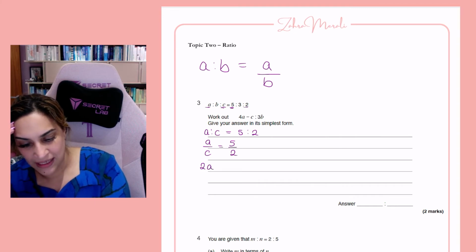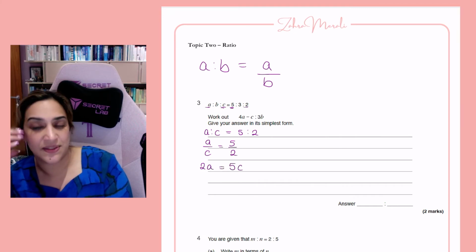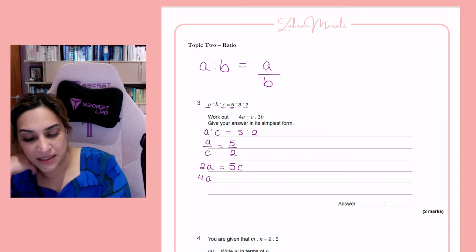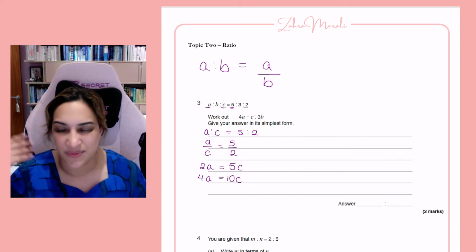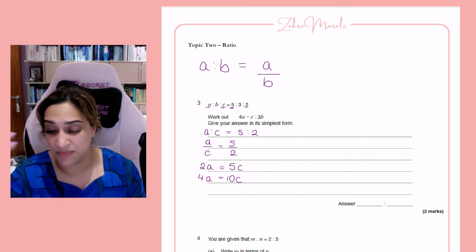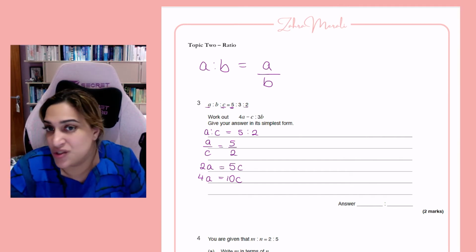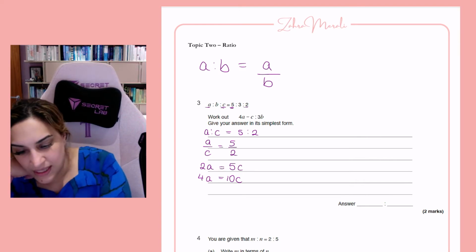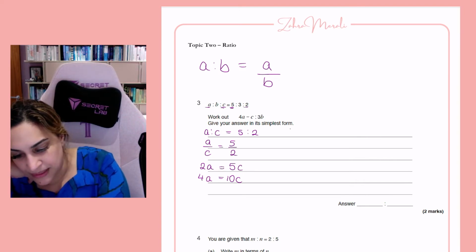So 2A is equivalent to 5C. That means 4A's will be the same as 10C's. So we're just going to put everything in terms of C. Could have put them in B's or A's, it wouldn't have mattered. There's no good reason why I chose C, but I think it's going to work out nicely. Hopefully it does.